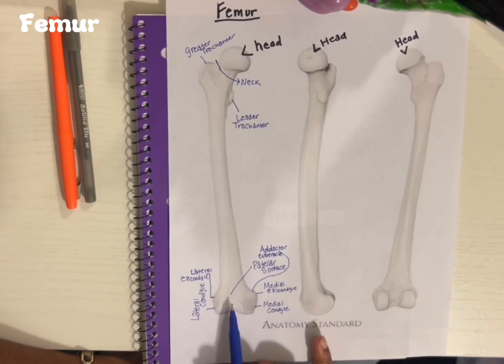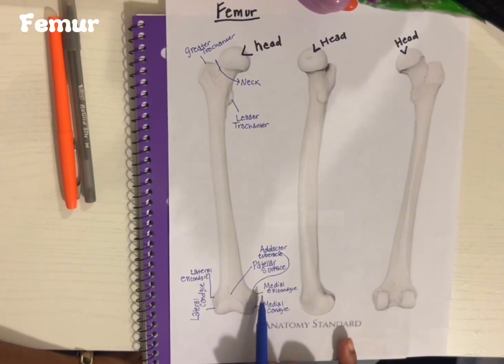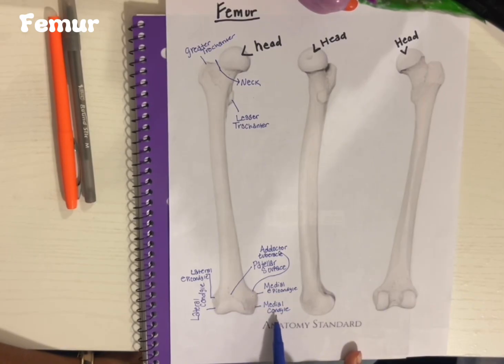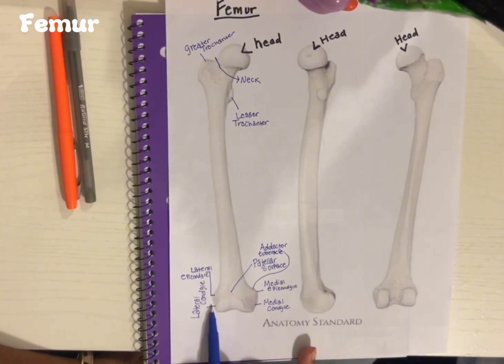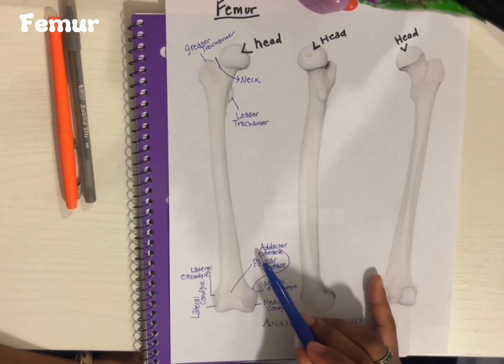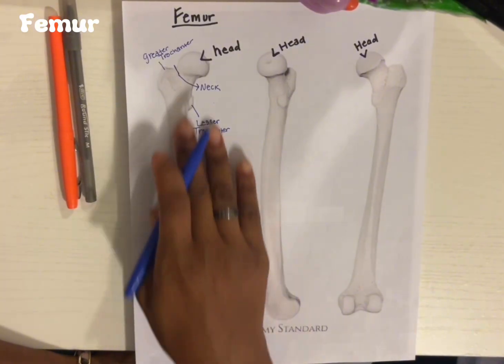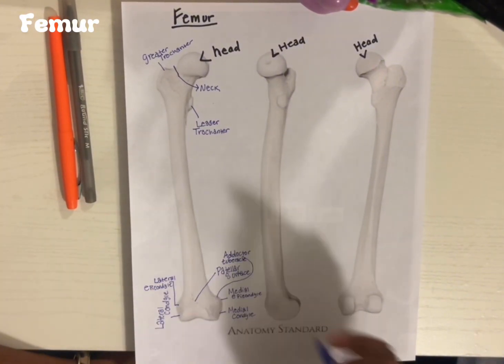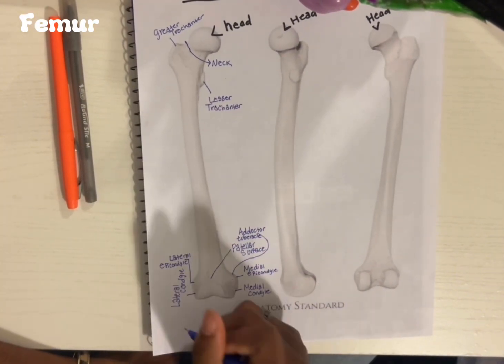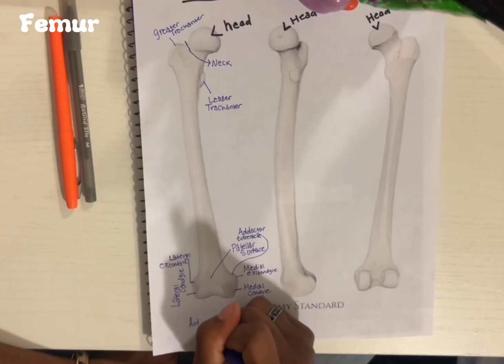So patellar surface is the surface right here. Medial epicondyle is located on the medial side above the medial condyle. Lateral epicondyle is located above the lateral condyle. And then your adductor tubercle is above the medial epicondyle, this kind of point right here. It's really not a lot on the femur. And this is your anterior view.